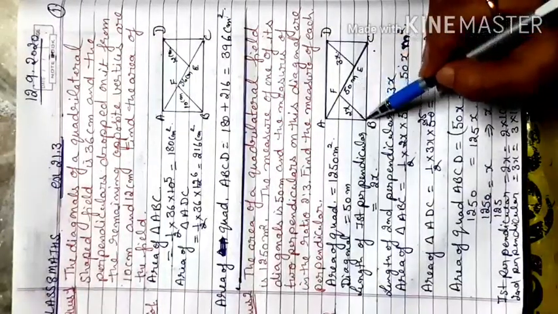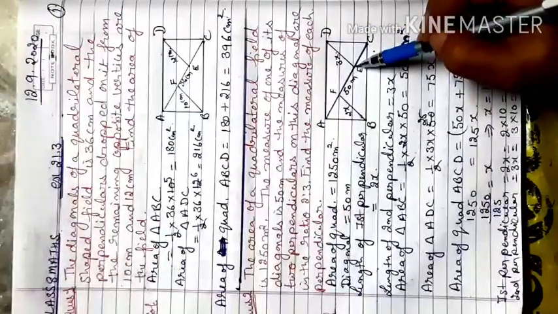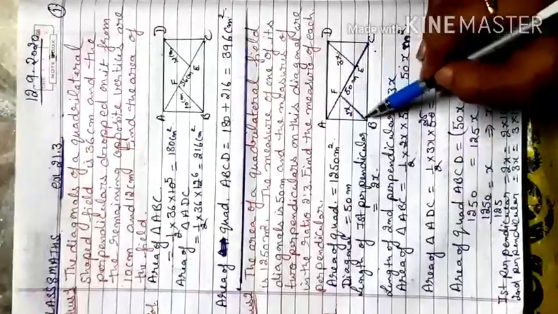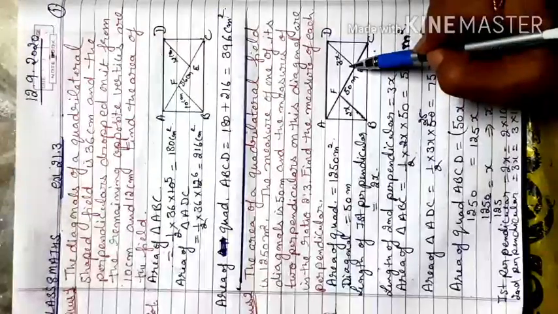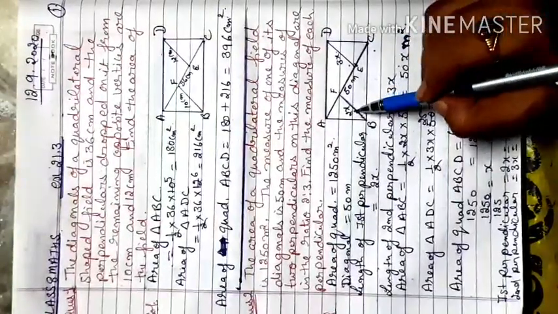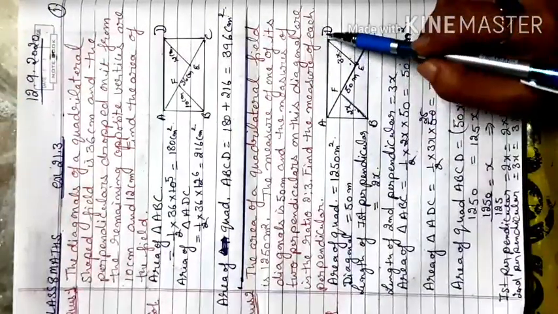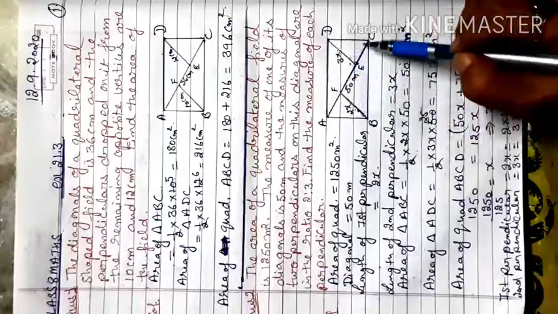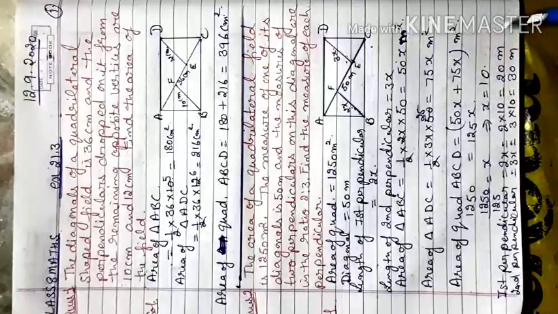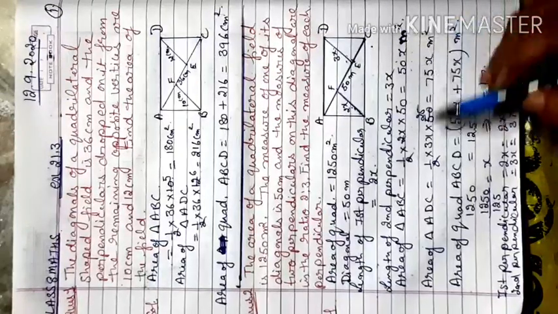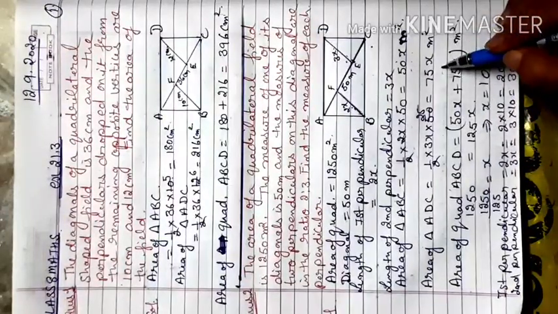So one perpendicular is 2x and the other perpendicular is 3x, because the ratio of the perpendicular lengths is given as 2:3. So we consider our first perpendicular as 2x and the second perpendicular as 3x. Again, the area of triangle ABC and the area of triangle ADC is half into base into height. So the area of triangle ABC is 50x meters square. Then the area of triangle ADC, half into base into height, is 75x meters square.